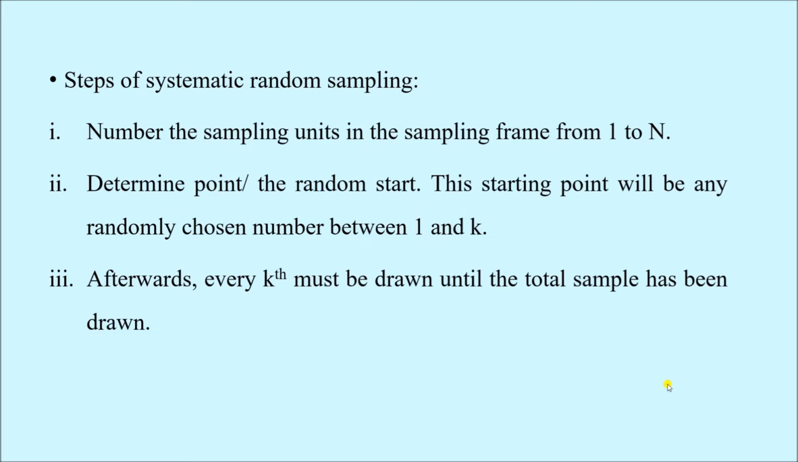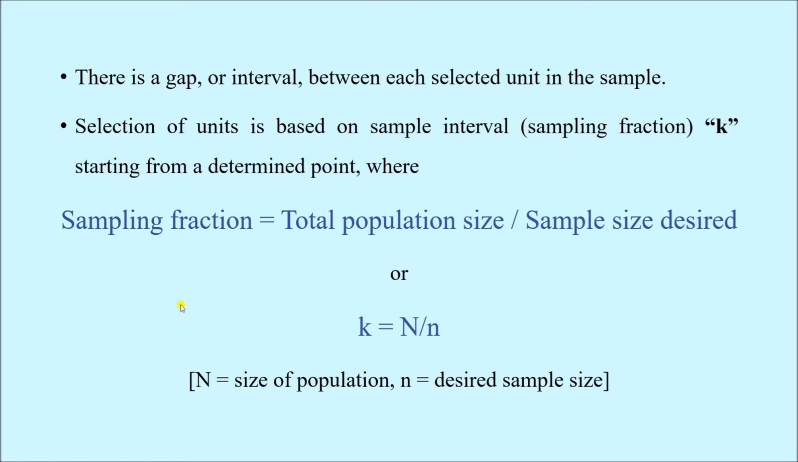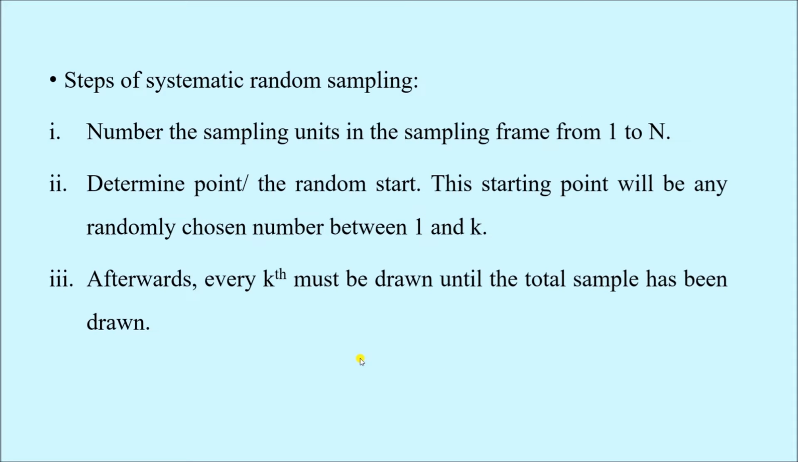Next, we have to determine the starting point. The starting point will be any randomly chosen number between 1 and k. In our previous slide, we saw what k is. It is the number we get when we divide the total population size by the sample size. Next step is we have to select any number between 1 and k. This k can be 50, maybe 70, maybe 20, whatever. So if suppose this is 50, we have to select any number randomly between 1 and 50. And that random number can be anything like 25, 37, 49, anything.